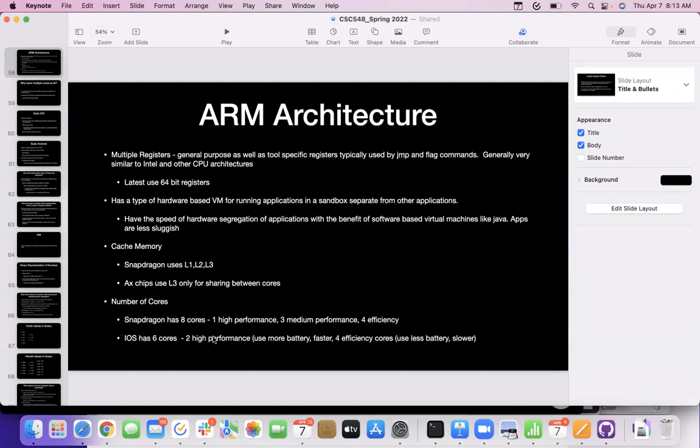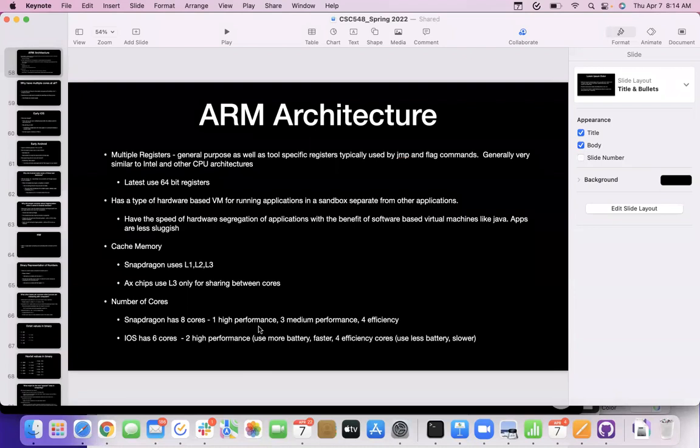Number of cores, we've already talked about this a little bit. We were looking at those pictures several classes ago. So the modern Snapdragon processors have 8 cores. And this changes from year to year. So it's possible that with the latest, greatest, these numbers change just a tiny bit, but this tends to be the mindset of the processor right now. So Snapdragon has 8 cores, 1 high performance, 3 medium performance, and 4 efficiency cores.